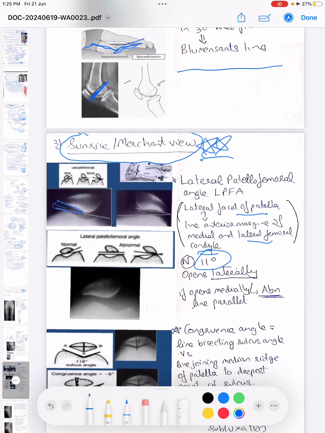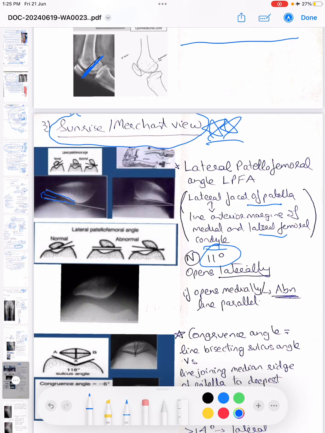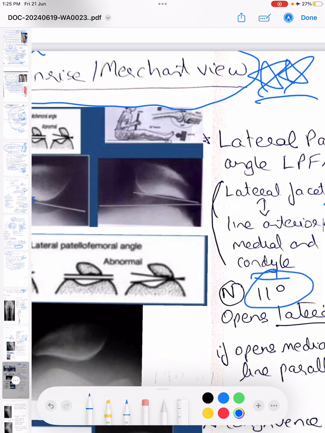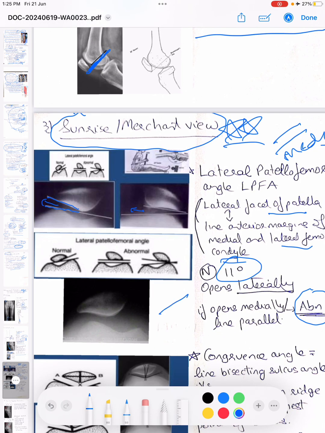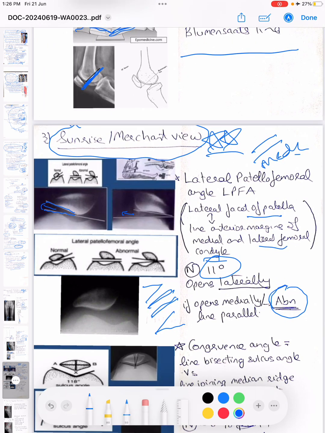Whenever both the lines of the patellofemoral angle are parallel, or if they open medially, then it is an abnormal patellofemoral angle which predisposes to recurrent patellar dislocation. So in this case, as you can see, the patella has been laterally subluxed and it is opening medially. Instead of opening laterally, if the lines are parallel, or it is opening medially, then it is abnormal, which leads to recurrent patellar dislocation. Right?